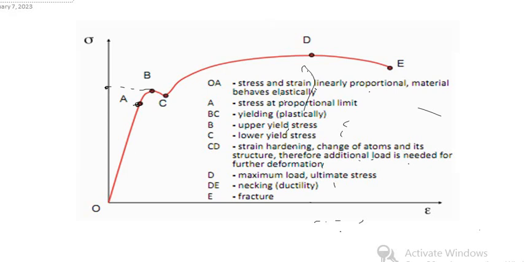Here in this video, we are going to talk on the stress-strain diagram. From the words stress-strain, it is just a graph of stress against strain. This diagram is used to determine the general properties of a material.